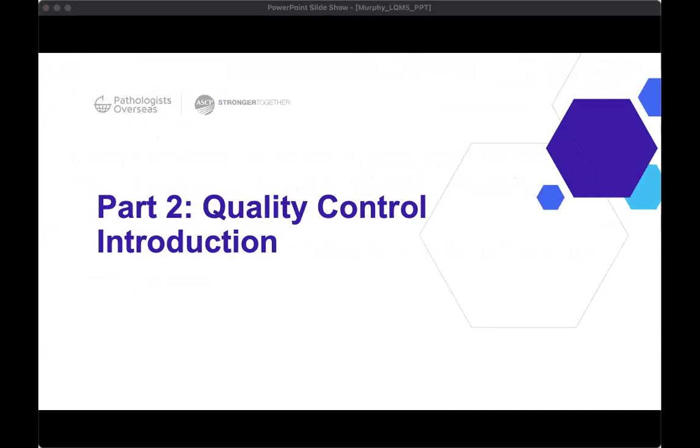Next, we're going to move on to QC. This is, like I said before, going to be very brief. We're not going to go into too much detail. And then after this part, we'll break for questions, and then we'll review the case study.